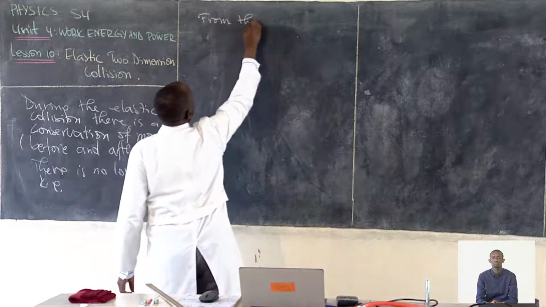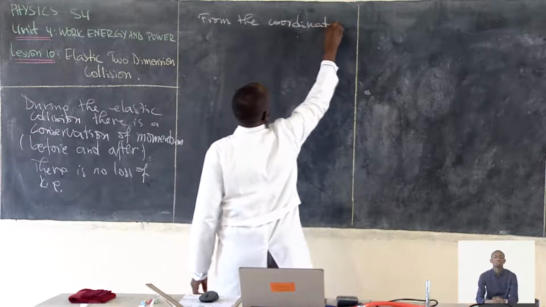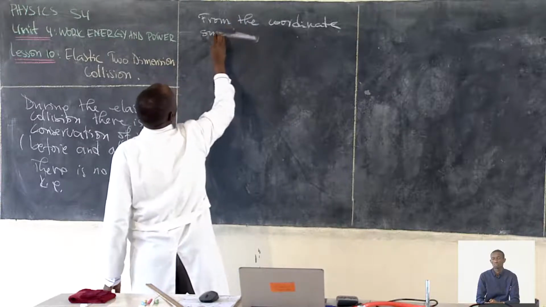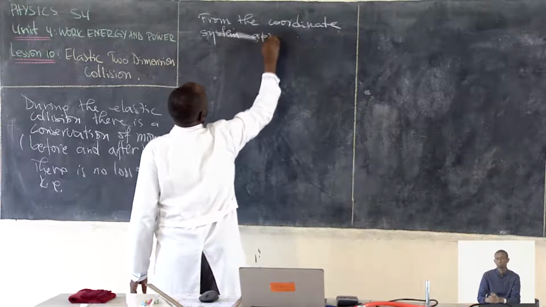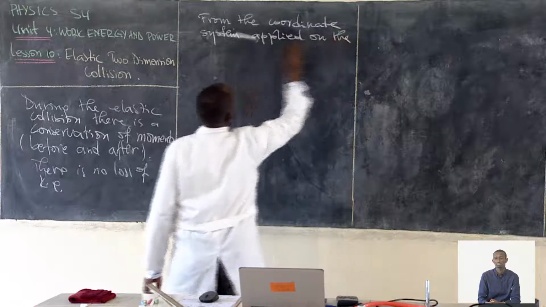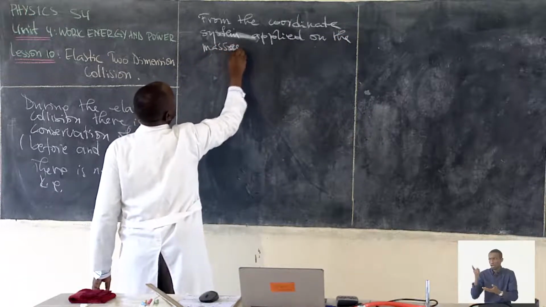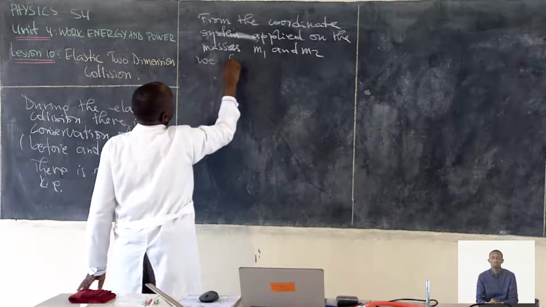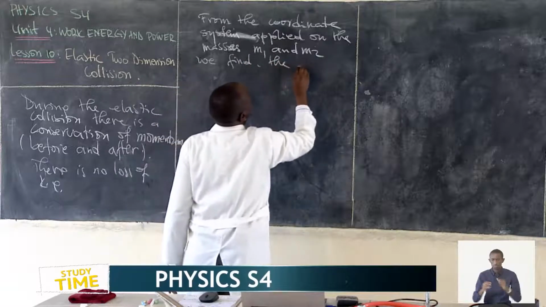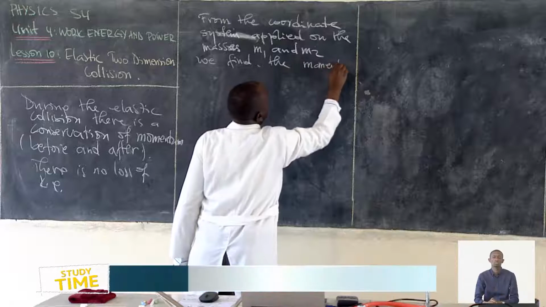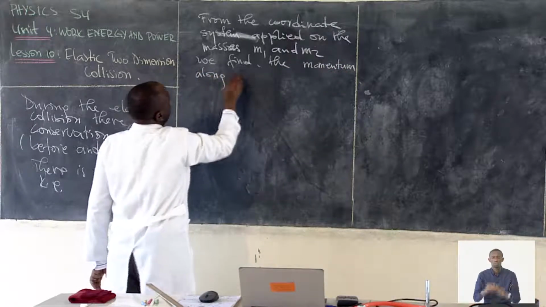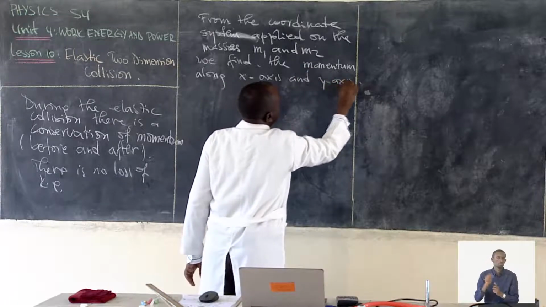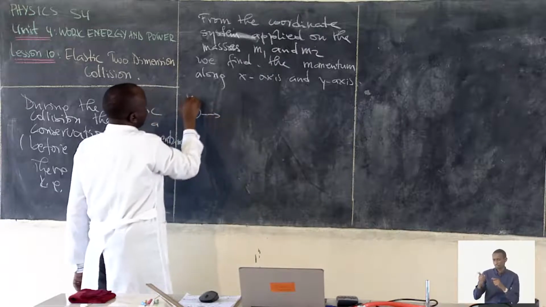From the coordinate system applied on the masses M1 and M2, we find the momentum along the x-axis and y-axis.